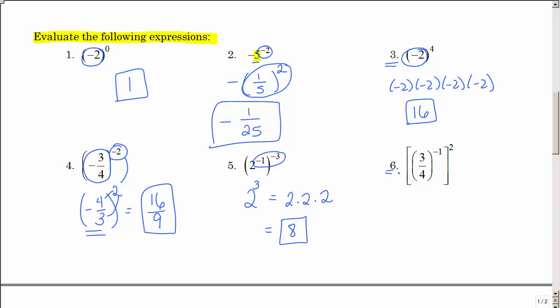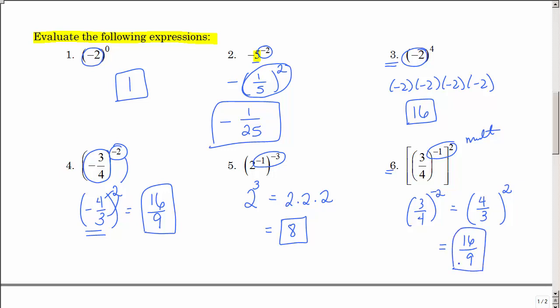Now let's look at the same thing. Number 6, again, I can keep the base and multiply those exponents, but this time I still have negative 2. So I have to change that negative 2 to a positive 2 by doing what with that base? Taking the reciprocal of that base. And now squaring both of those, and I get 16/9.